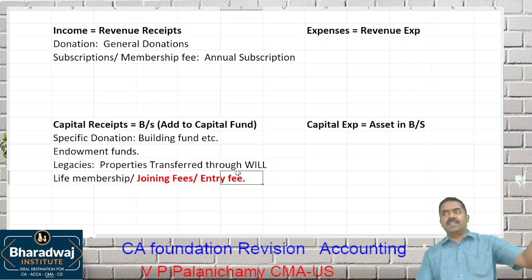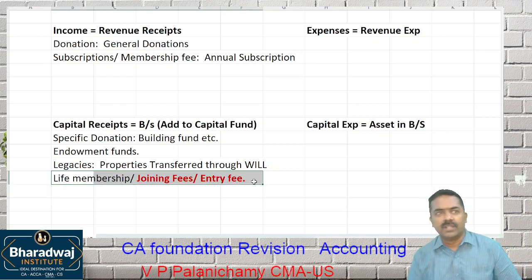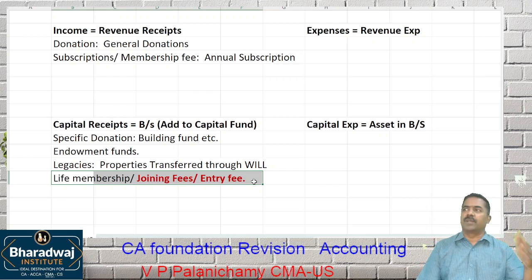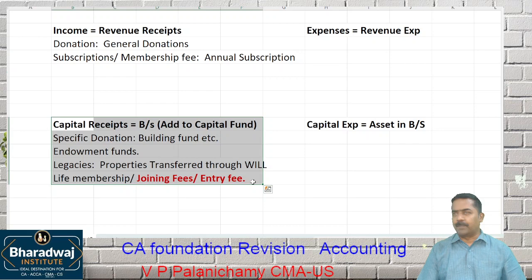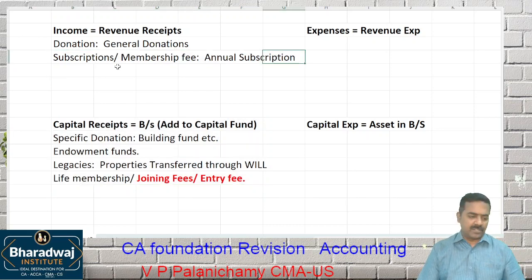Simple. TNCA, Tamil Nadu Cricket Association. You can become a member. Joining fees will be around 15 lakhs. Annual fees will be around 30-40,000. So the joining fees will be taken as which one? Capital receipt. Every year receipt will be taken as which one? Income, revenue receipt.